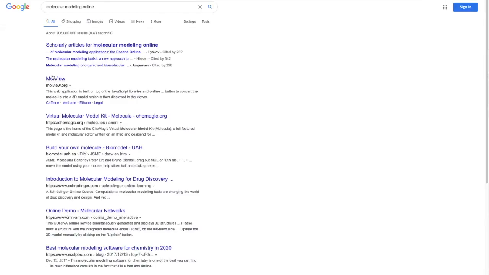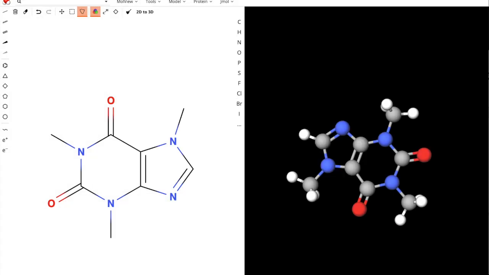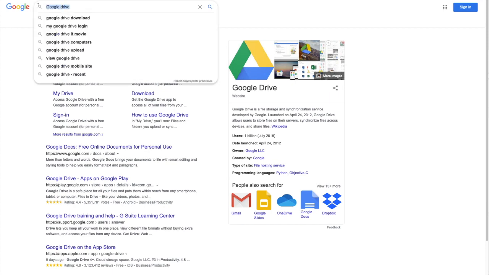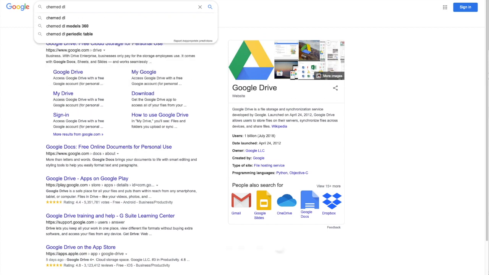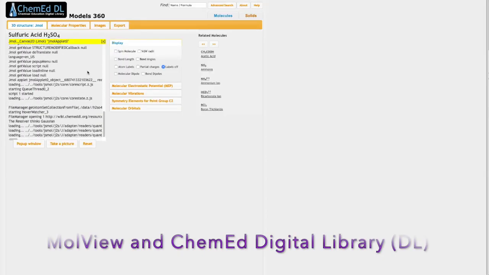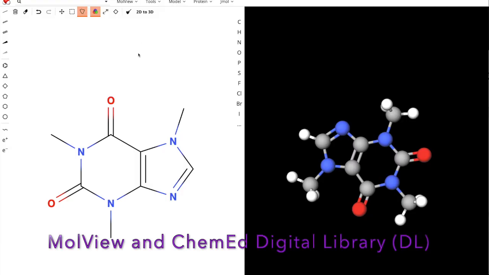Let's go to MolView, and we're just going to close this. And then the other program that I want is ChemEd DL. Okay, so these are the two programs. One program will give us the rotating, but it's got to be in the library because you can't create models in this particular site. In the other one you can. So let's go to MolView.